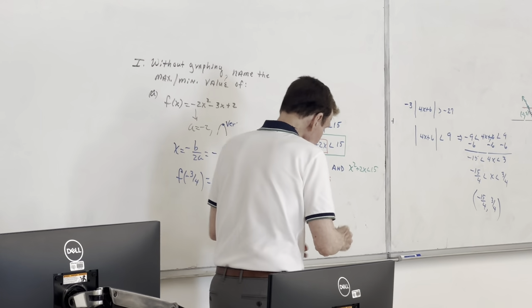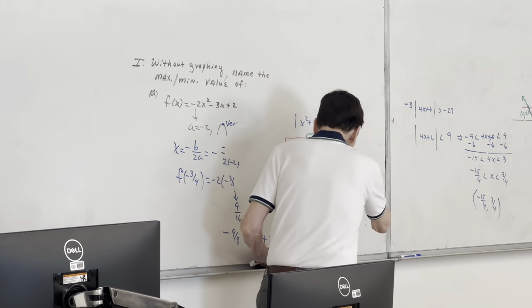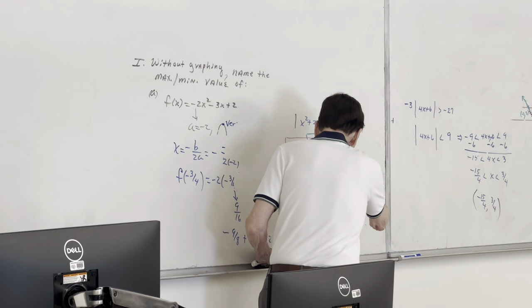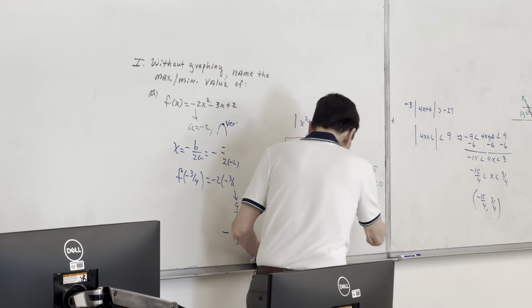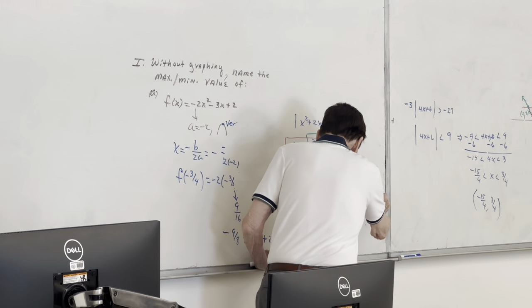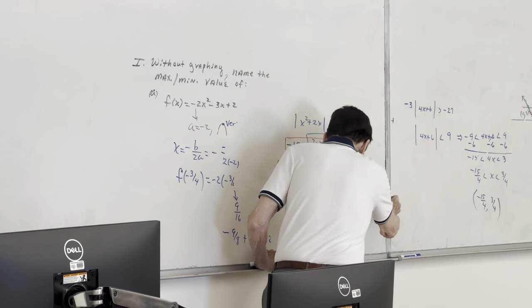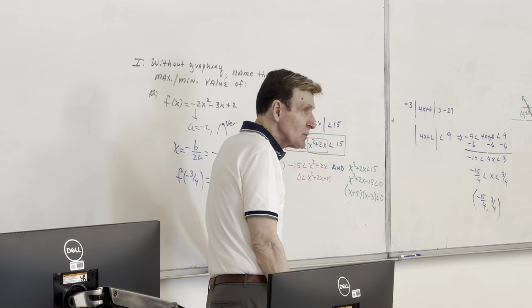Maybe the green will be doable. Move the 15 over on the green: x squared plus 2x subtract 15 is less than 0. Guys, this one will factor. In fact, I think it factors into that. Now tell me, how would you finish that up?